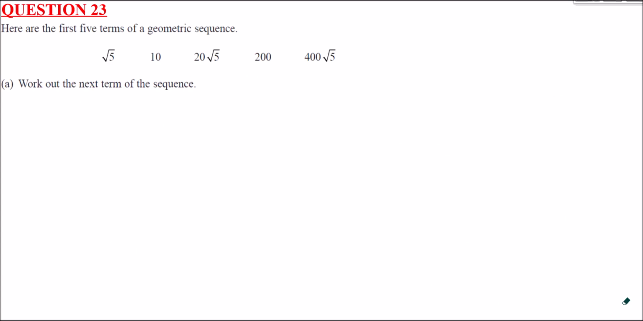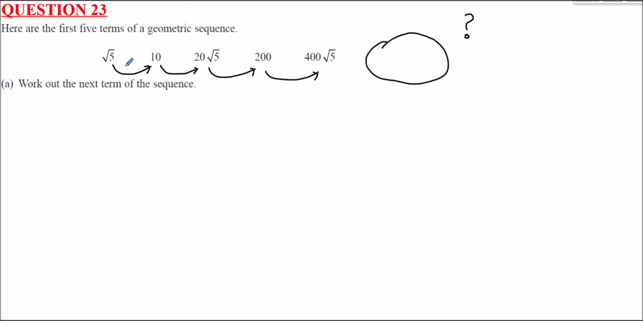Question 23, we have a geometric sequence, the first 5 terms of it, and in part A we're asked to work out the next term of this sequence. So essentially, what's this missing value going to be over here? What makes a geometric sequence is that as you go from one number to the next, rather than adding or subtracting the same number, as with an arithmetic sequence, we're multiplying by the same number as we move from one to the next. And that number we multiply by is called the common ratio, little r.